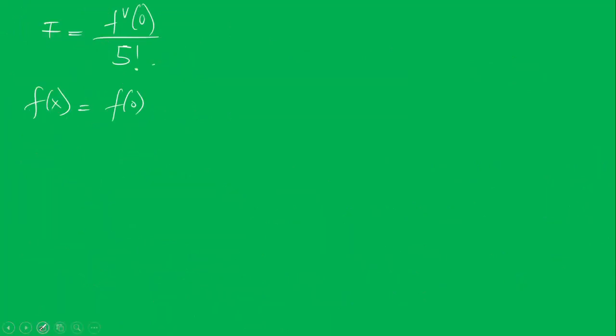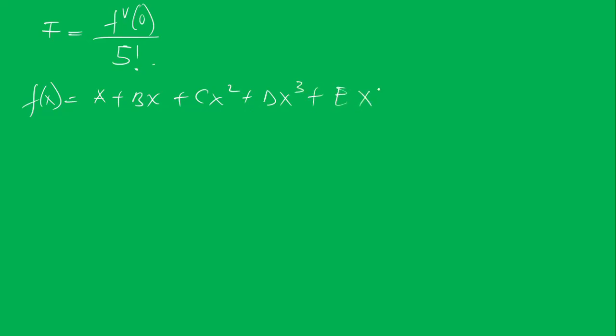okay. Let me say before we begin, let me delete this. f of x is equal to a plus bx plus cx squared plus dx cubed plus ex raised to power 4 plus fx raised to power 5 plus so on.